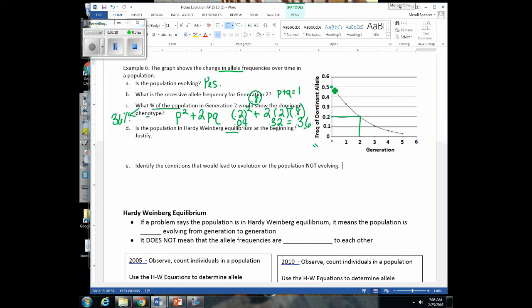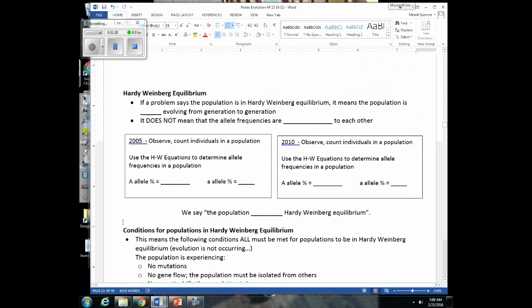That is not what to be in Hardy-Weinberg equilibrium means. So let's talk about that. If a problem says the population is in Hardy-Weinberg equilibrium, it simply means that the population is not evolving from generation to generation. It does not mean that the allele frequencies are equal to each other. So I'm going to put a big line through it so you know this is not what it means to be in Hardy-Weinberg equilibrium.